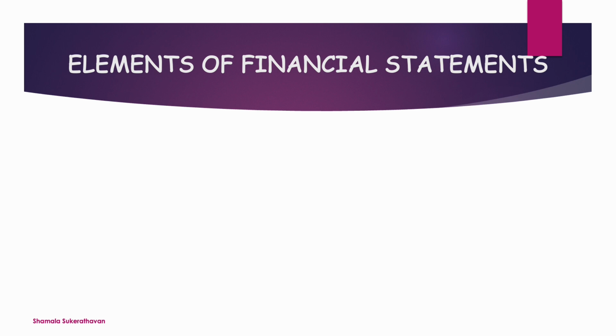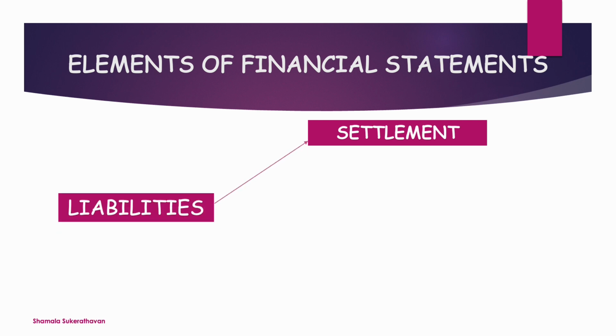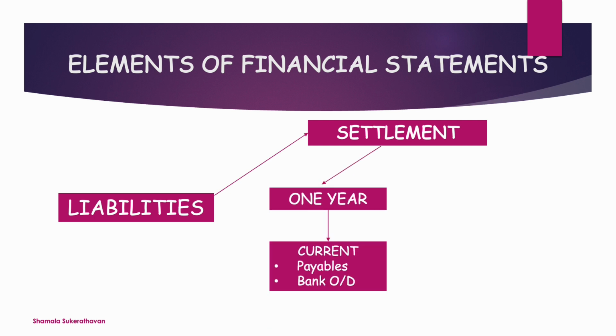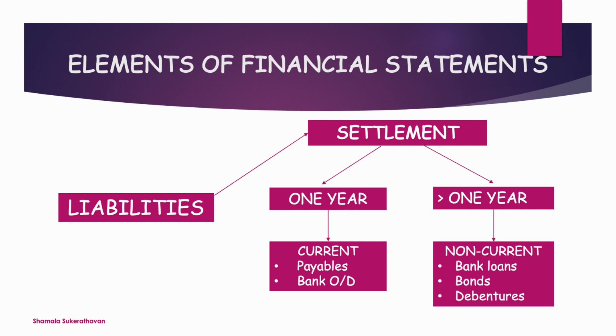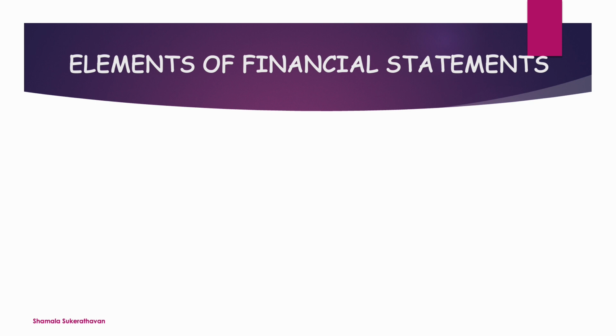So, how do we distinguish between non-current and current liabilities? The settlement period of the obligation determines how liabilities should be classified. If settlement is within 1 year, it falls under current liabilities. Examples include payables and bank overdraft. If settlement takes place after 1 year, it falls under non-current liabilities. These may include bank loans, bonds, and debentures.